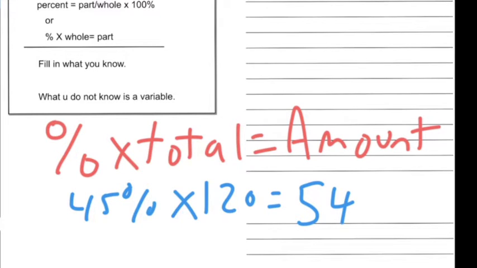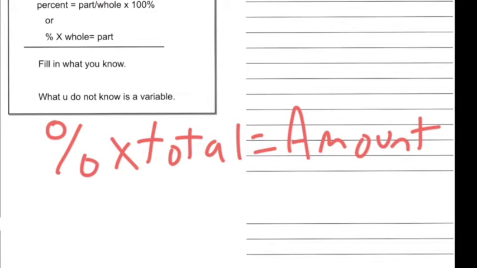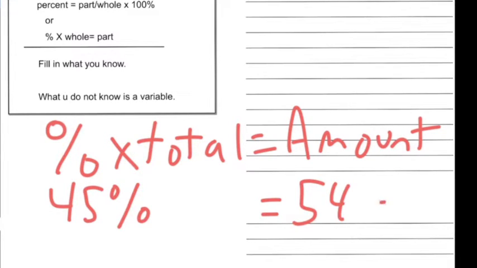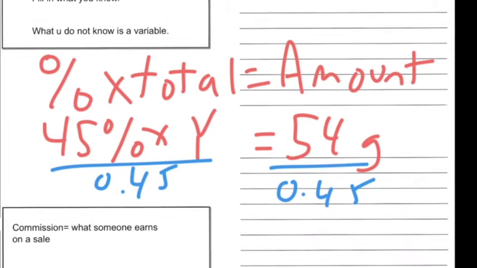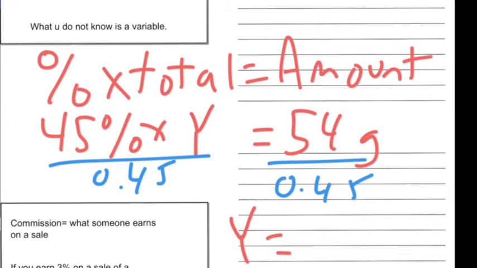So let's do another one, just a tad bit different. Let's say I give you an amount, and we'll say 45% are girls. There are 54 girls. What is the total? If I don't know the total, I put a variable, and the variable is going to be y. So I'm going to isolate the variable, so I need to divide by 45%, or 0.45. It's the same number. When you do that, you get y equals 54 divided by 0.45, and you get 120, so 120 total students.